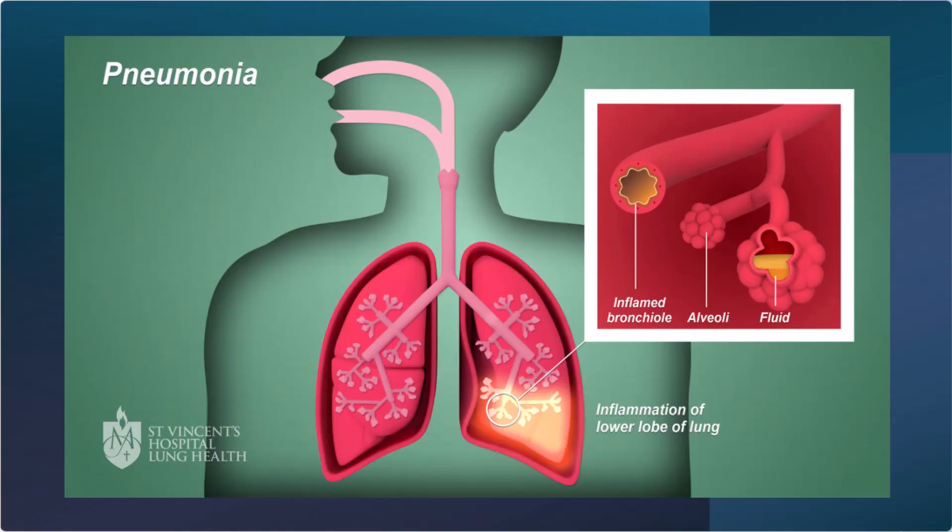Aspiration pneumonia occurs when food or liquid enters the lungs. Community-acquired pneumonia develops outside the hospital. Healthcare-associated pneumonia is linked to healthcare exposure, and ventilator-associated pneumonia occurs in patients on mechanical ventilators.